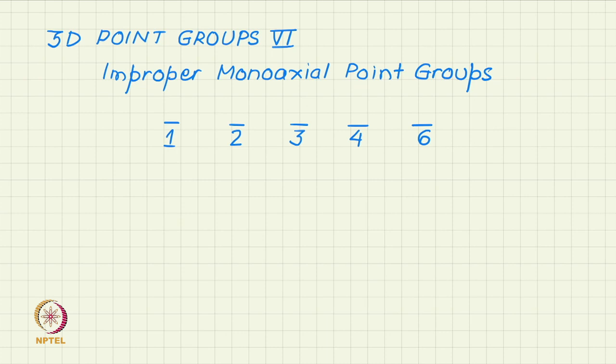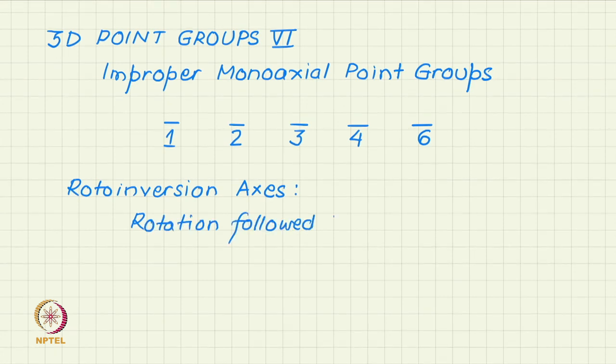So, these are called roto inversion axes. That means rotation followed by inversion. So, these are roto inversion axes, which means they represent rotation followed by an inversion. So, we have met this when we were introducing various kinds of symmetry operations in one of the previous videos.